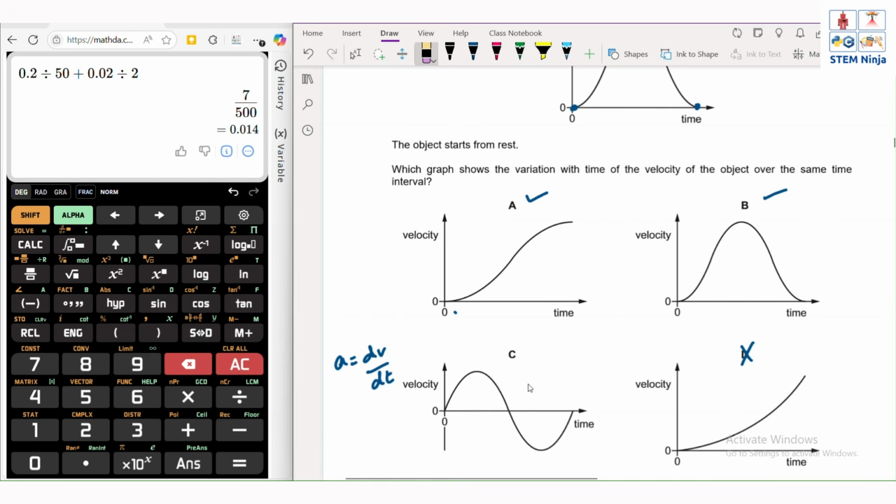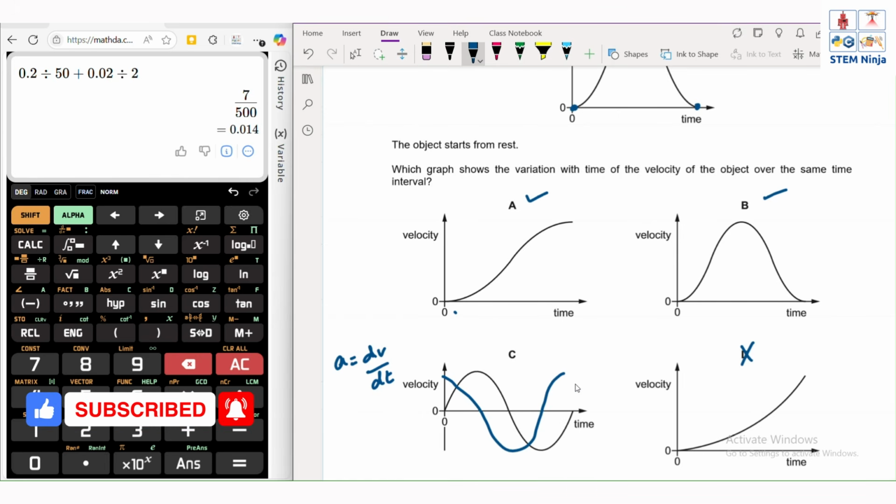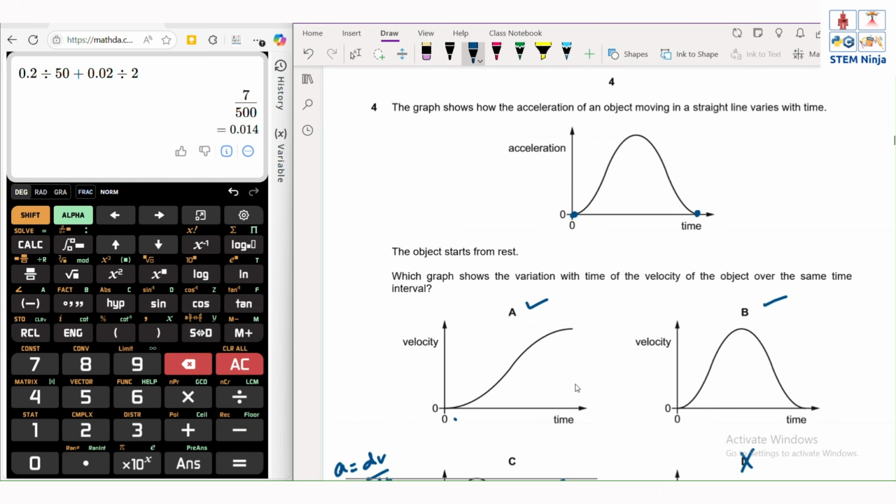Oh no, sorry, my bad. This would go somewhat like this. So we have to choose from A and B by looking at the other features over here. Acceleration over here has become maximum, which means we have a maximum gradient somewhere in between. This corresponds to the maximum gradient of the VT graph. So that would be A over here, because in between you have maximum gradient, not maximum peak.